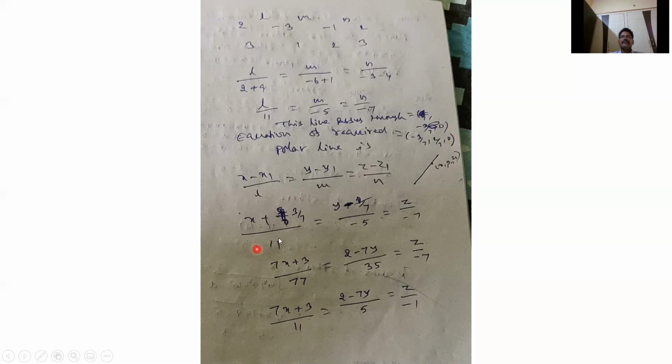So finally we are getting (x plus 3 by 7) by l, which is proportional to 11. So minus 5, minus 7. So finally we get (7x plus 3) by 77, and (2 minus 7y) by 35, taking the minus in the numerator, 7 into 5 is 35, z by minus 7. So dividing by 7, we get (7x plus 3) by 11, (2 minus 7y) by 35, z by minus 7.